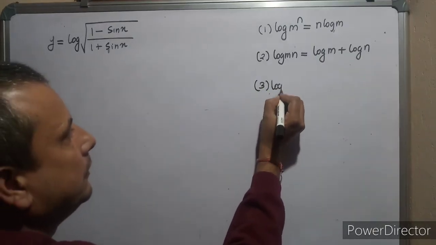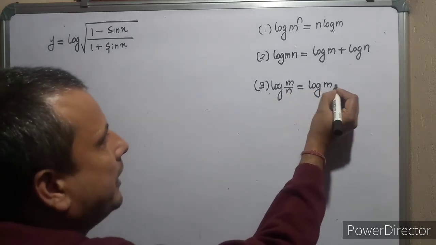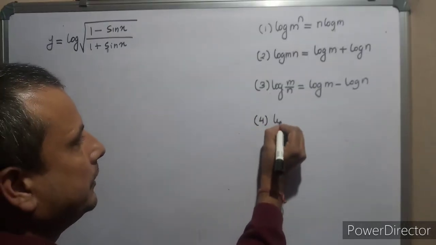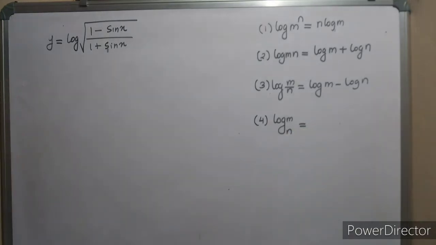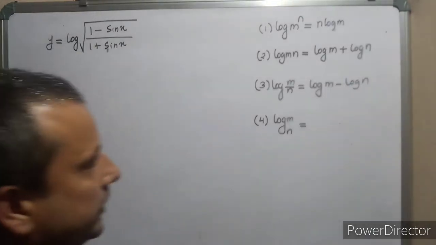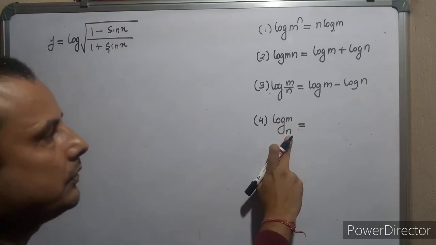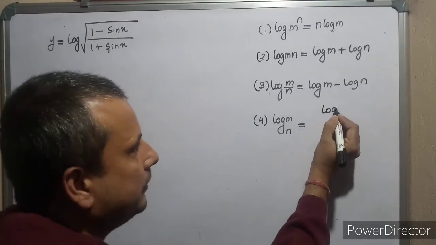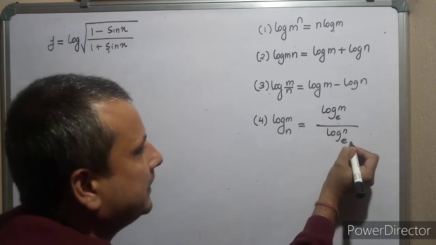Third one, log of m over n is log m minus log n. Fourth property, log m to the base n. Actually this one is the change of base property. This is very important. Frequently we'll use these things in integrals or in derivatives. So say log m to the base n. Now any base may be given over here, n, but you have to make it e. Then we can write log m to the base e divided by log n to the base e.